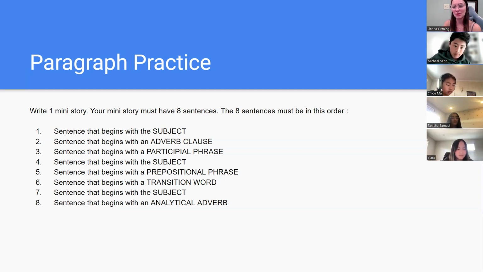The first sentence begins with a subject, and then you start to do some of the things we practiced: adverb clause, participial phrase, then another sentence that begins with a subject, then a prep phrase, then a transition word, then another sentence that begins with a subject, then you end with a sentence that begins with an analytical adverb. So I'm going to leave this up here so that you guys can write your story.